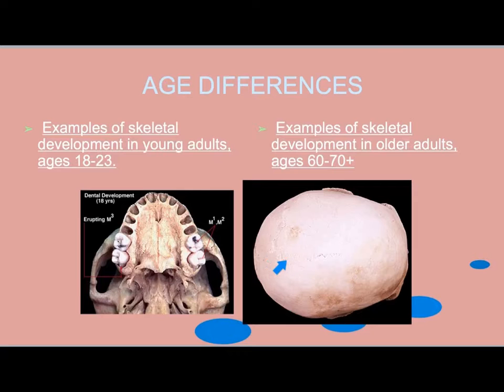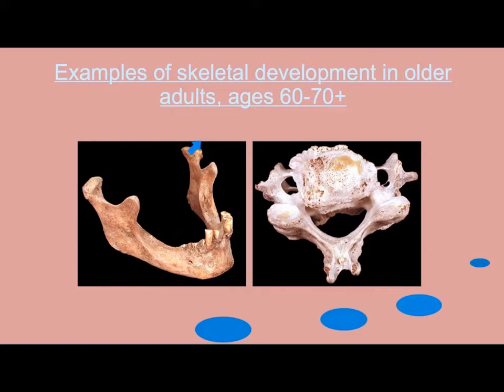And then right here, we're seeing that that sagittal suture is almost gone, indicating that if this is a male or female, we're looking at someone over the age of 50, so pushing 60 to 70 years old. Additional bones right here are showing the development of an individual ages 60 to 70.